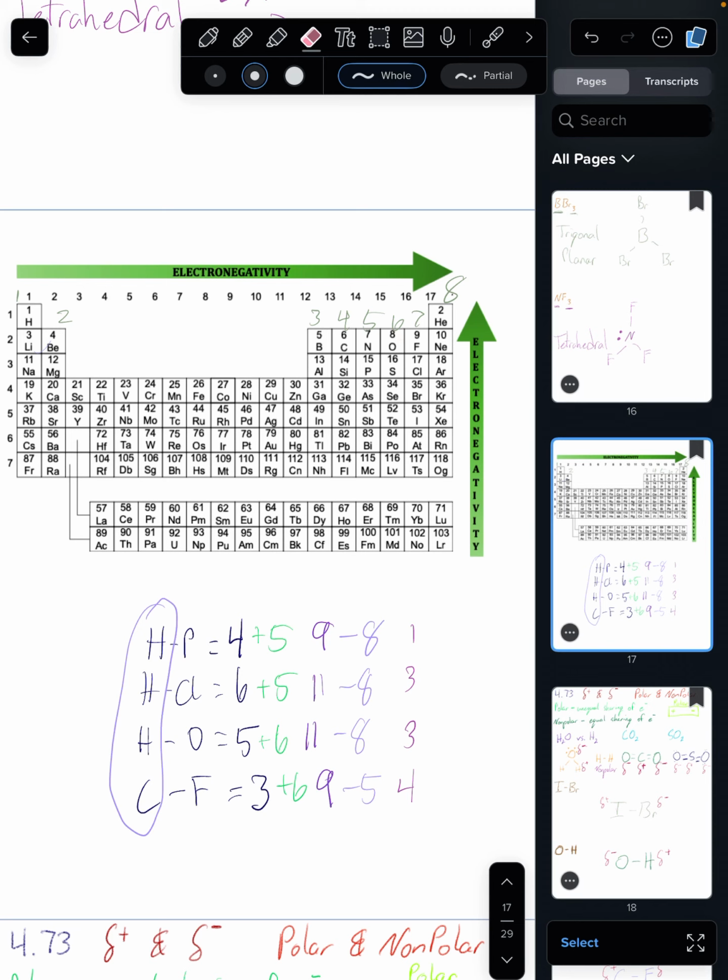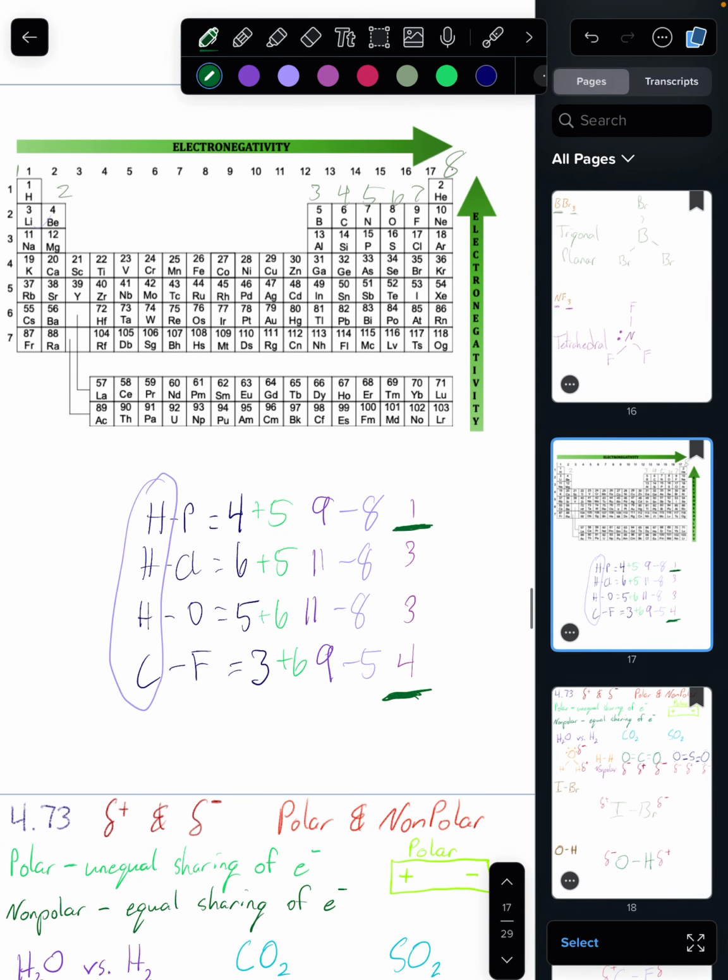So now we know what our least amount is. This is our least amount of polarity. This is our greatest amount of polarity. So we know that one is going to be our least amount.